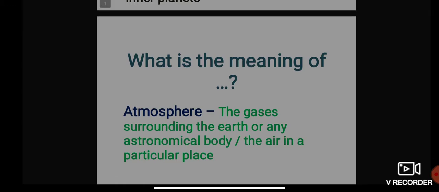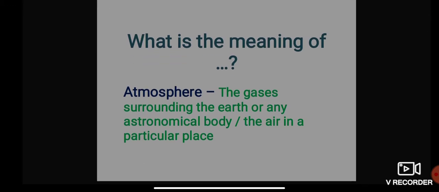So what is actually the meaning of atmosphere? In simple terms, atmosphere means the gases surrounding the Earth or any astronomical body, that is, the air in a particular place. They are known as atmosphere.